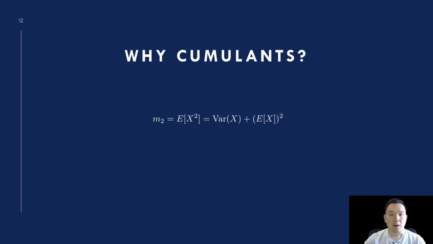Say, for example, the raw moment of the expectation of x squared. We know from definition that this is equal to the variance of x plus the square of the expectation of x, which naturally demonstrates that the raw moments are interdependent of one another. In this case, the second raw moment is dependent on the first raw moment.